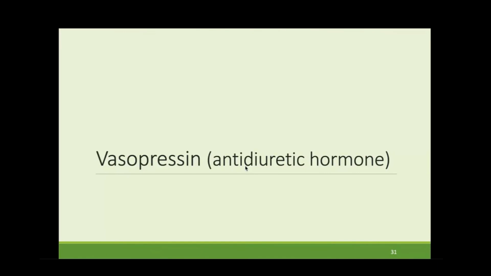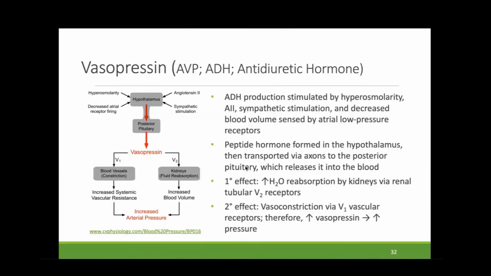Now let's look at the hormone vasopressin. Vasopressin has other names. We call it arginine vasopressin or AVP. We call it ADH. That's antidiuretic hormone. It's all the same hormone. Vasopressin is synthesized in the hypothalamus, in the lower part of the brain, but above the brainstem.